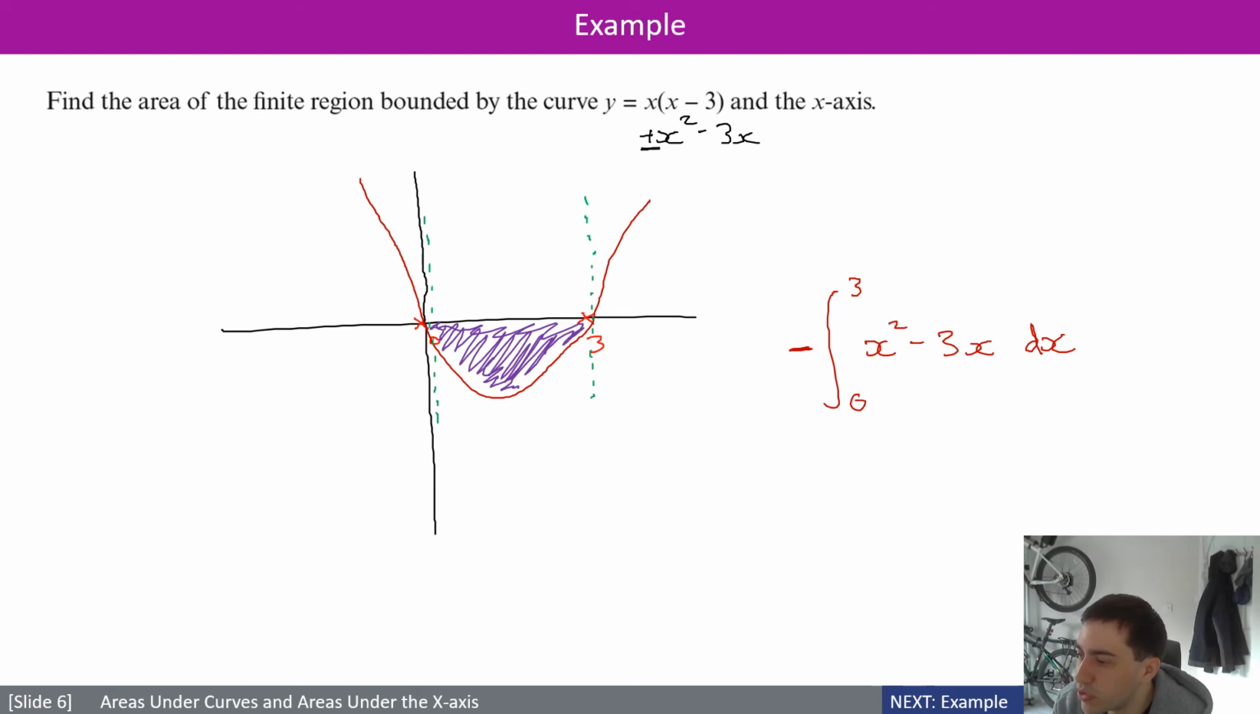What you may want to do is not worry about the negative, get your negative answer, and then just change it at the end. It shouldn't be possible to forget to do that because, as we said, an area is always positive. The key thing is that you just don't forget about the negative. Let's try it. So I integrate.